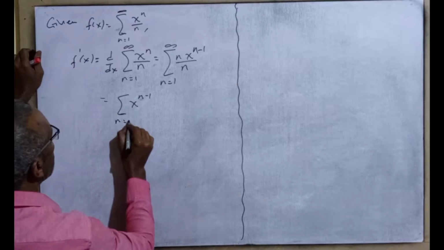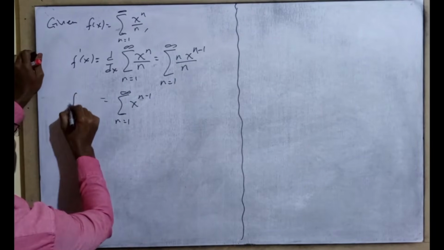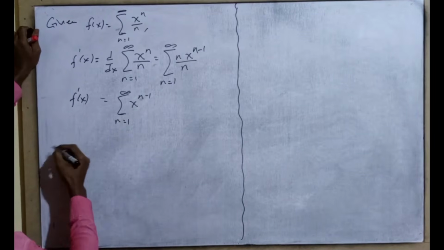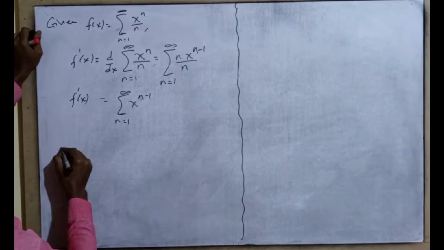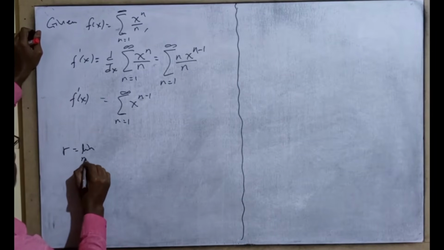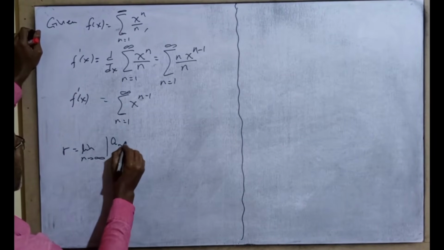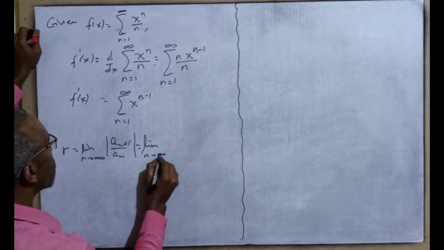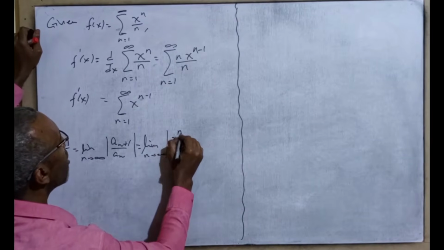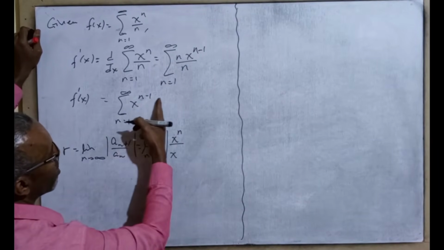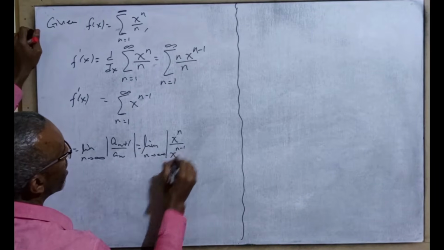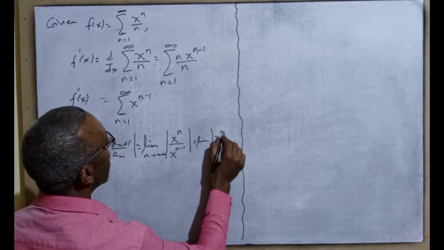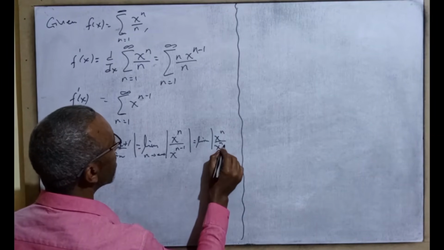The sum of n runs from 1 up to positive infinity, this is the f derivative of x. Let's check whether this function is convergent or not. r is equal to the limit as n approaches infinity of a_(n+1) over a_n, which is the limit as n approaches infinity of x raised to n divided by x raised to n minus 1. This is equal to the limit of x raised to n over x raised to n times x raised to minus 1.